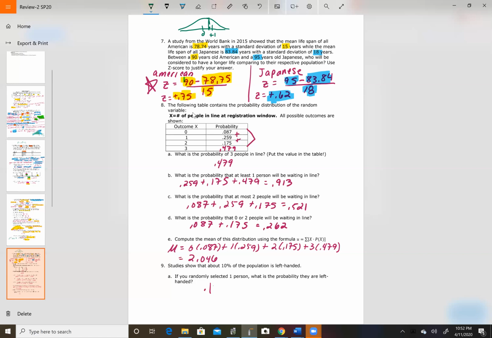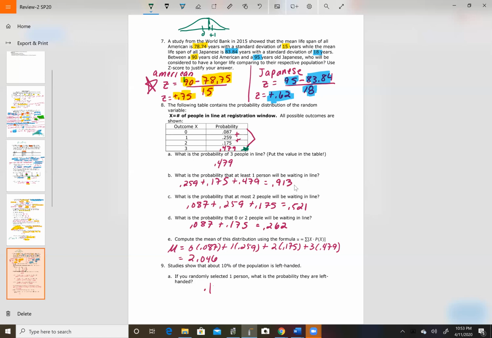All right, the following table contains the probability distribution of the random variable, the number of people in line at a registration window. The first question is asking for the probability of 3 people being in line. Of course, we know that the probability table needs to add up to 100%, or just one whole. So I did the math to figure out what number I would need to add to the rest of these to get 1, and that was approximately 47.9%. So it looks like at this particular window, more than likely there's going to be a line.